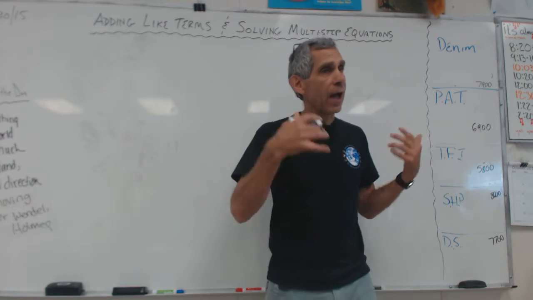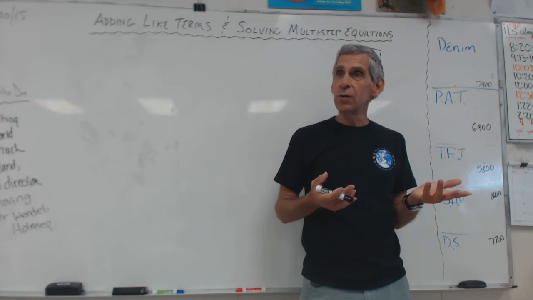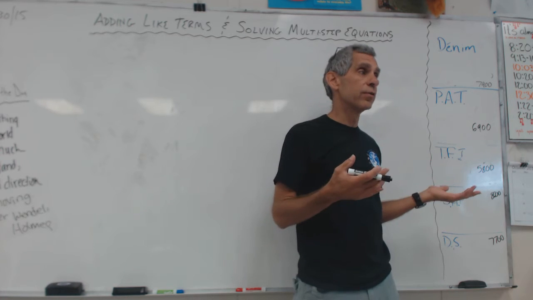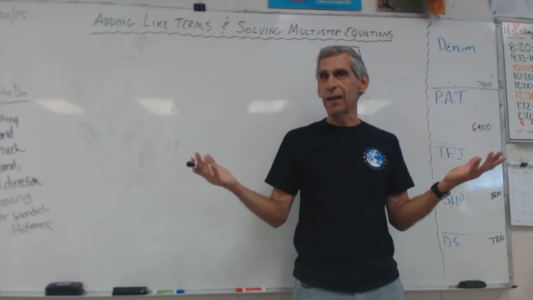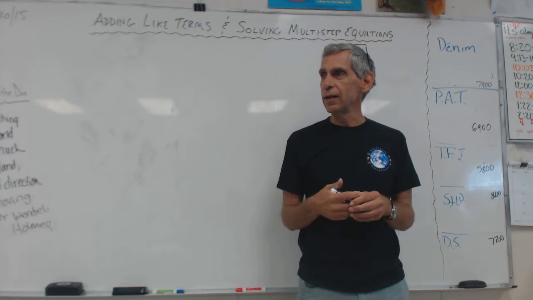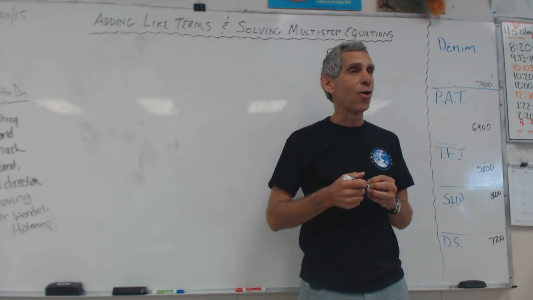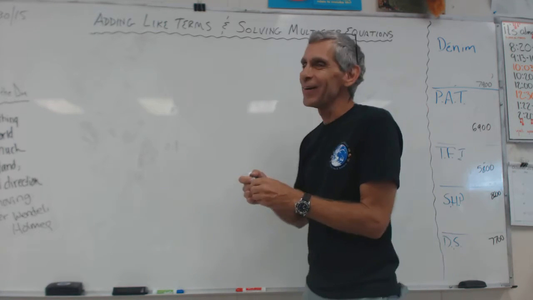So with algebra, the way this works is instead of bananas and apples, we're going to talk variables. Variables would be like X, Y, Z, A, B, C, D, M, N, L, O, P, U, V, W, X, Y, Z. Variables.